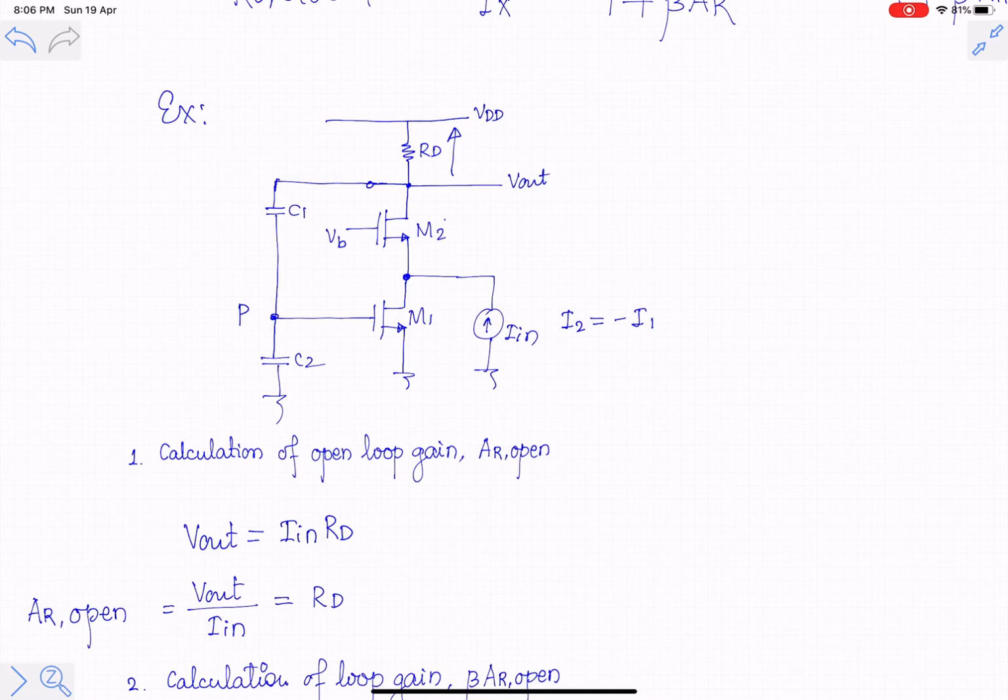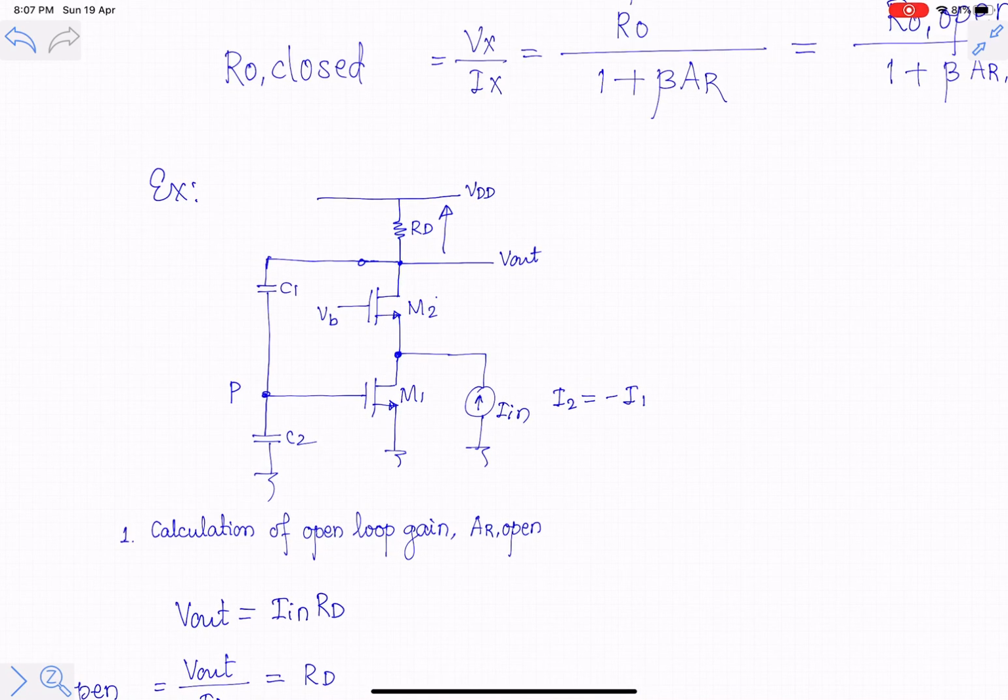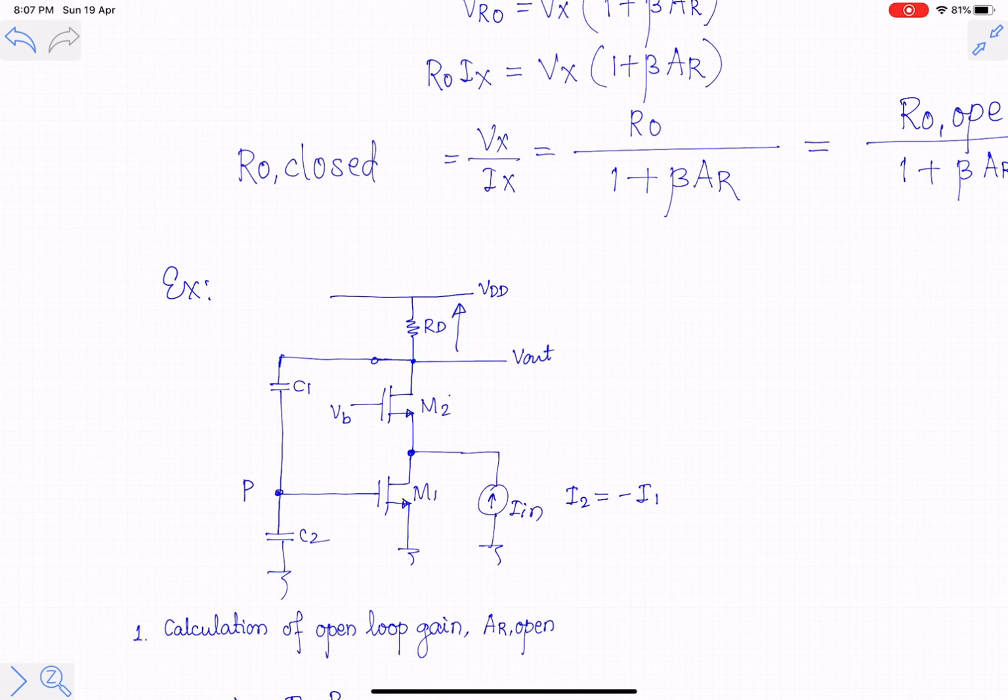Okay, next session we will see the practical case where the feedback network loads the feed forward amplifier on the input side as well as on the output side. We will see such a kind of transimpedance amplifier in the next session. Thank you.